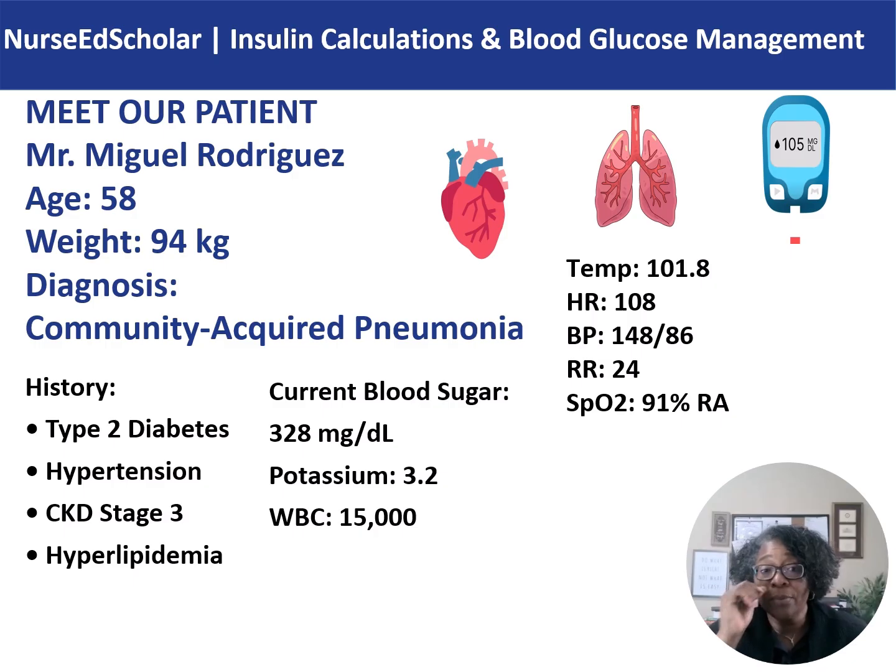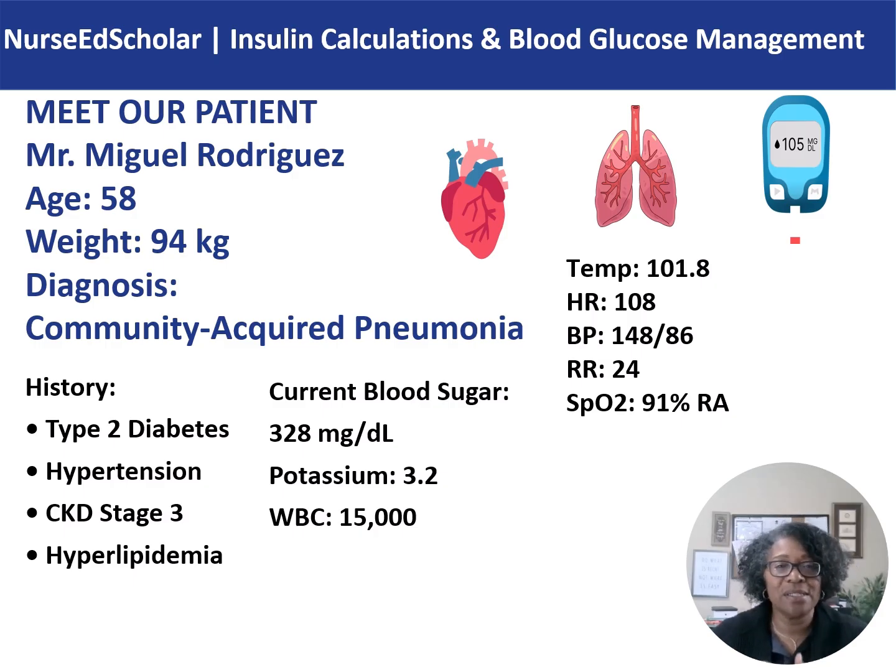Okay, so with this patient, I said I was going to do a patient scenario throughout this whole thing. So, okay, let's begin. The patient's name is Mr. Miguel Rodriguez. He's 58 years old. He weighs 94 kilograms. So if you're going to convert that, that's 207 pounds. He has a history of type 2 diabetes, hypertension, chronic kidney disease stage 3, hyperlipidemia. Okay, and he comes into the hospital because he has community acquired pneumonia.